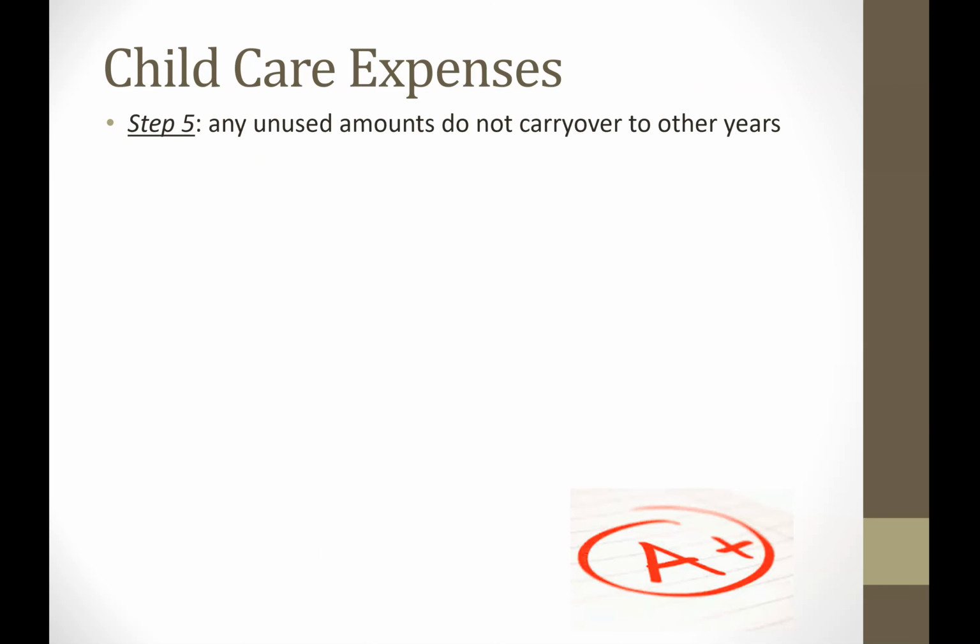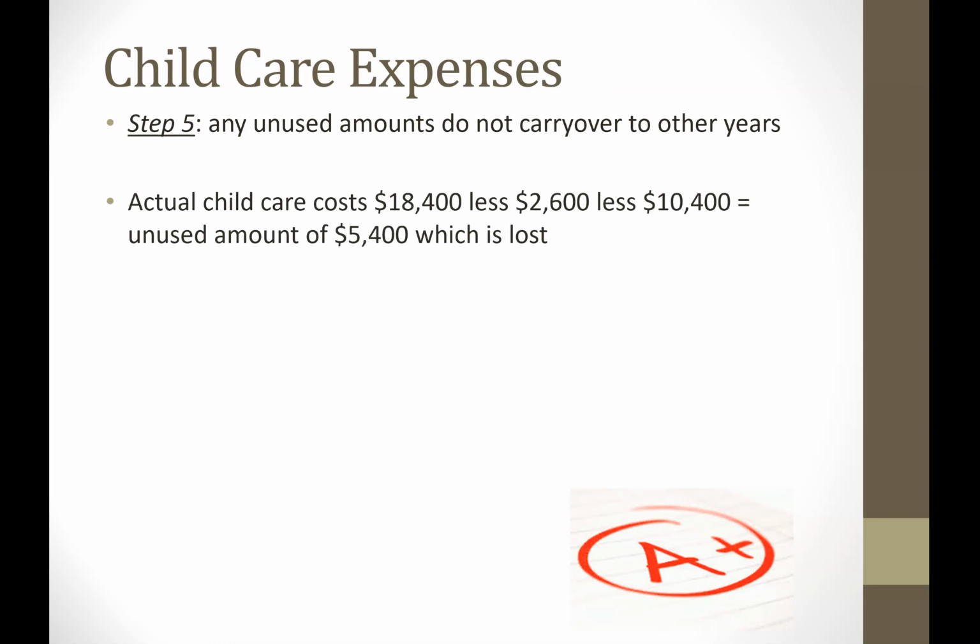Are there any unused amounts? Well, the total child care expenses that they actually paid was $18,400. Lilly's claim, $2,600. Thomas's claim, $10,400. There is still an unused amount of $5,400, which will simply be lost. The unused amount does not carry over to other years.